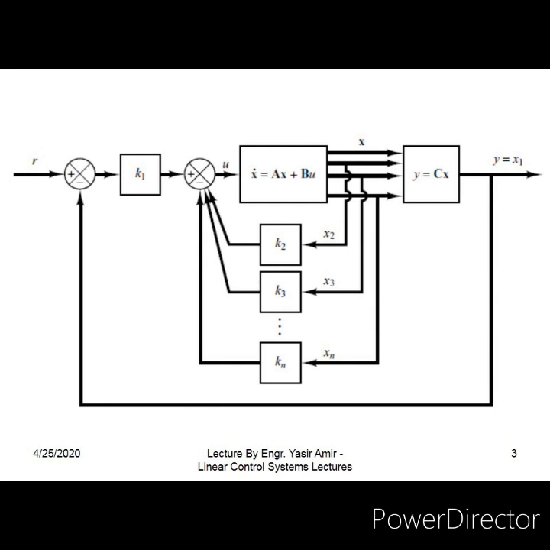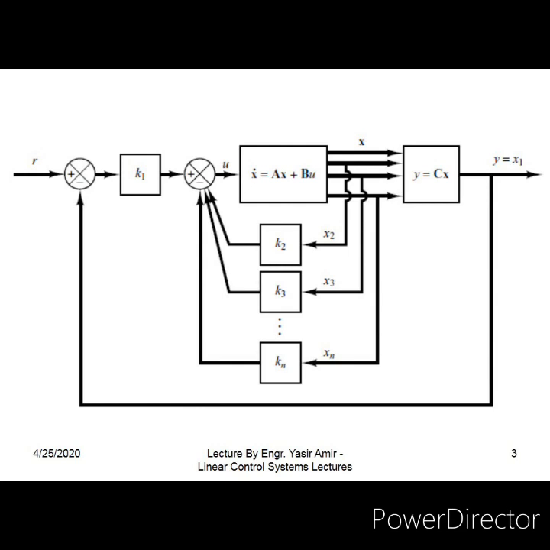From there x1 goes to the summer on the left hand side, which is also connected to the input of the system, that is r. So we have r minus x1. The summer on the left hand extreme gives r minus x1. This r minus x1 then goes to K1. It is multiplied with this gain K1, and then it goes into the summer with the positive sign. Since we have done r minus x1, this is also a negative feedback.